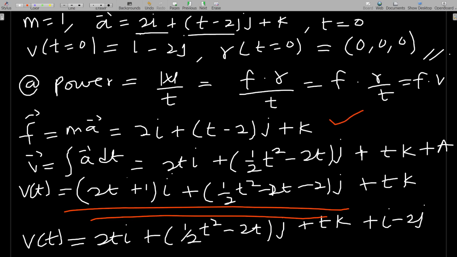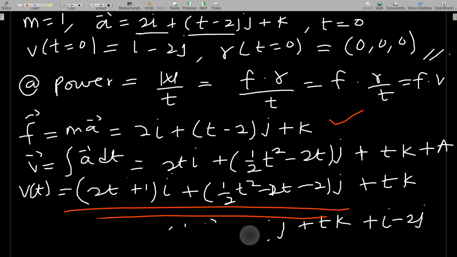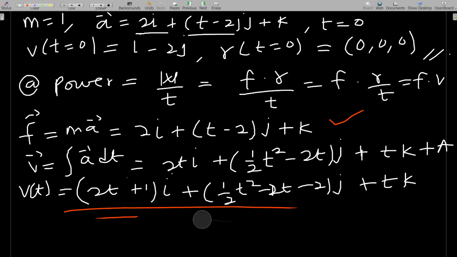So I'm almost done because the power is simply F dot V. But remember, we are saying that we should find the power at time t equals what? At time t equals 2 seconds. So you have to simplify. Some people didn't simplify, and then you get a very tedious one. So I have to simplify my force at time t equals 2.